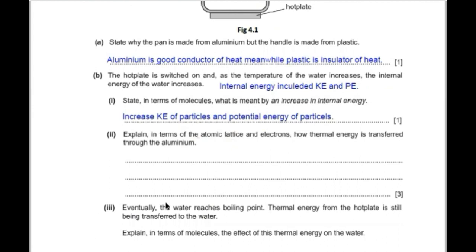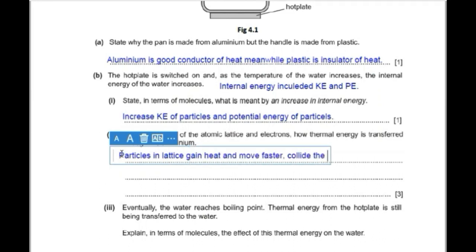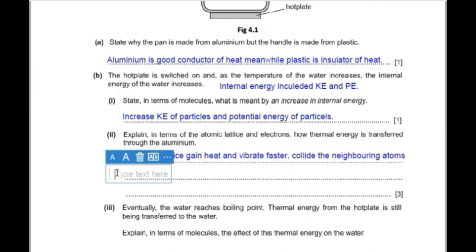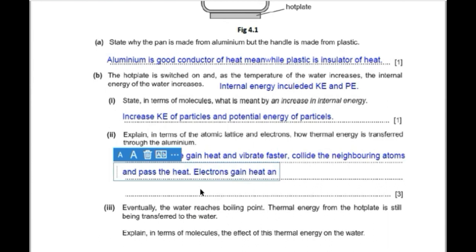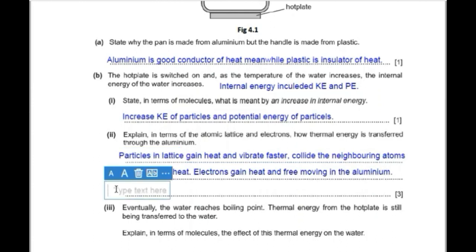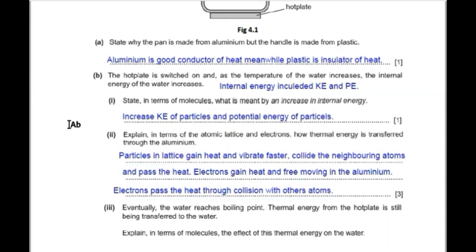So you can say the particle in lattice gains heat and moves faster. Correct, the neighbor should vibrate because it's solid. Correct the neighbor and pass the heat. Okay, about electron: gain heat and free moving in the aluminium. The electron passes the heat through collision with other atoms. Roughly like this. It collides and passes the heat.